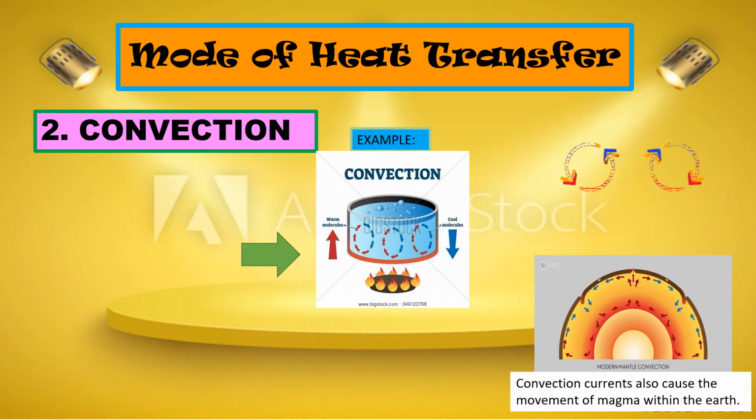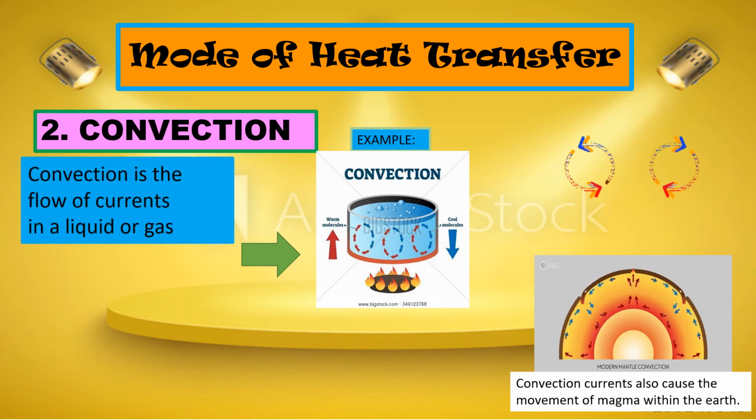Next! So, we're done with conduction. So, there must be direct contact between two materials. And these two materials, kailangan uneven ang temperature. Isa mainit, isa malamig, so that it will transfer the heat. Okay, when we say convection, it is the flow of current in a liquid or in gas.